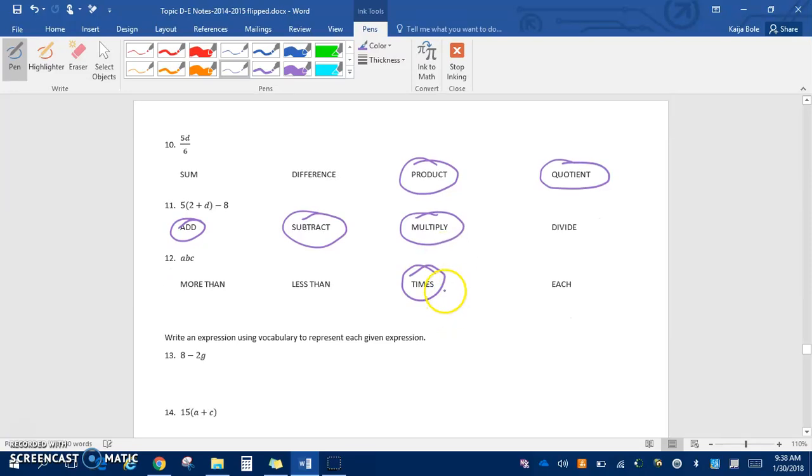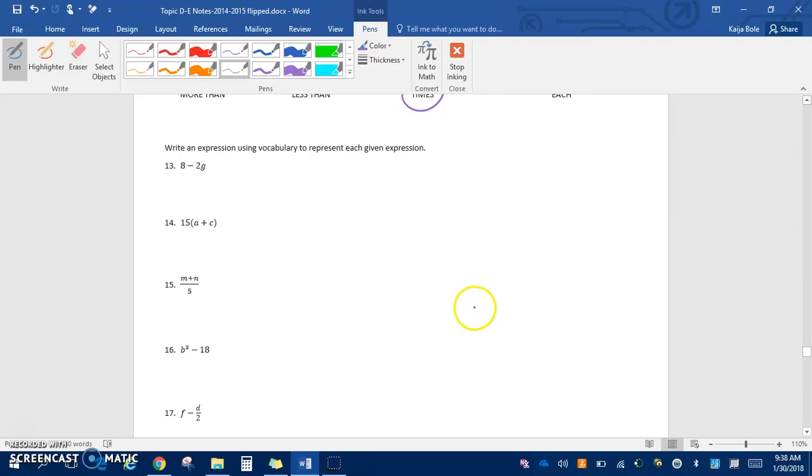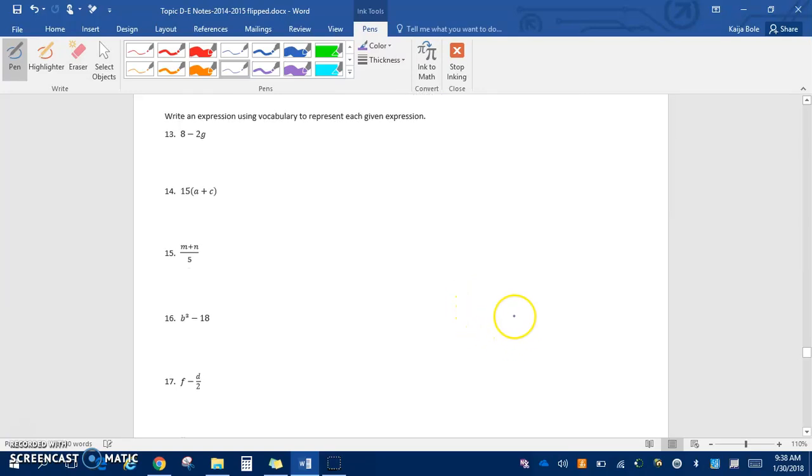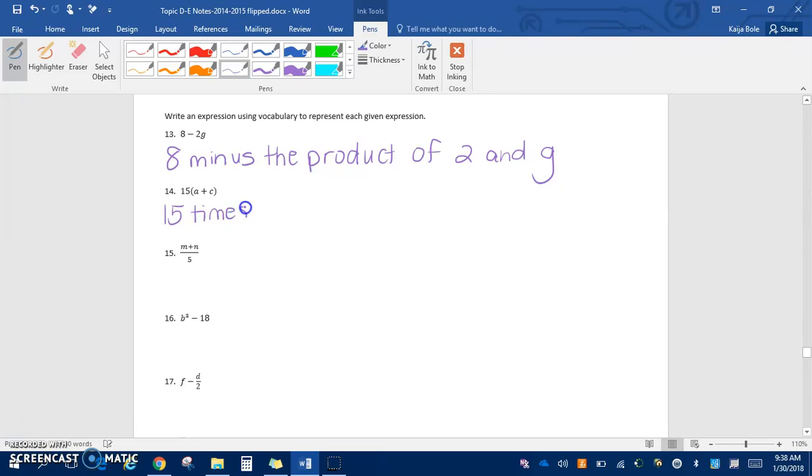Alright, let's go ahead and flip over to the next page, and we just have a few more examples here to practice with. So for number 13, we have 8 minus 2g, so we would say 8 minus, and let's say the product of 2 and g. So again, another way to write multiplication. Here we have 15 times the quantity a plus c, so we could say 15 times the quantity of a plus c.